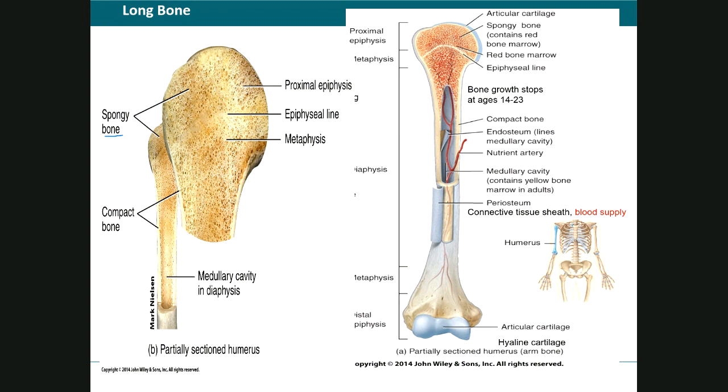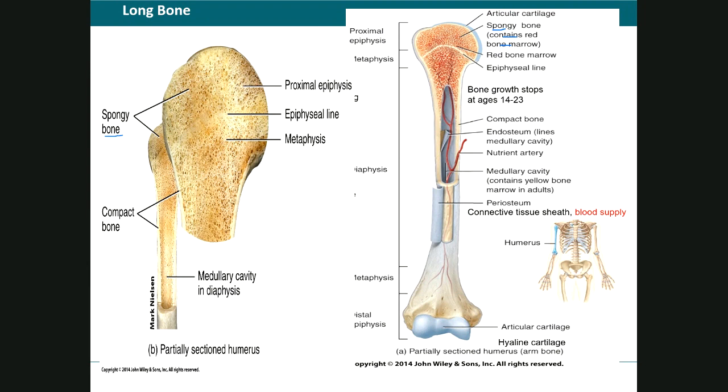So in review, the spongy bone contains the red bone marrow, and this is where, through the process of hematopoiesis, we produce blood cells. We produce red blood cells, which are important for carrying oxygen, white blood cells, which are part of our immune system, and platelets, which are the clotting factors of our blood.